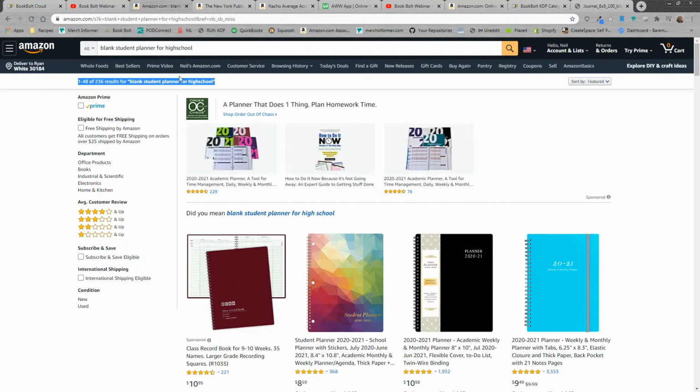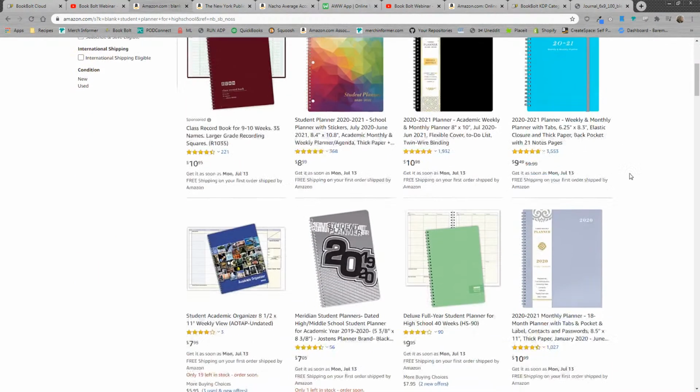We niched it down. We're talking about school, we're looking at student planners. We added blank in here because this is typically a low content book, and we added for high school to really narrow down our targeting. Who are we creating this book for? We're creating a student planner for people in high school. So now let's take a look.